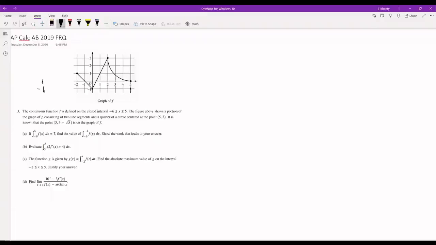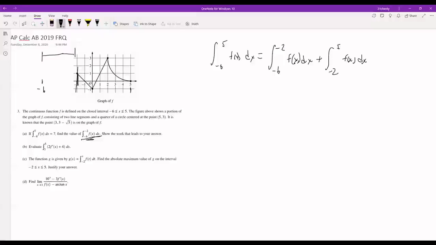But we know that this is just the integral of f of x. We can break this up into -6 to -2, which is what we're looking for right here, plus -2 all the way to 5. Right? Because this is -2. So this portion of the graph plus this portion of the graph equals the whole graph. That's what this is saying.